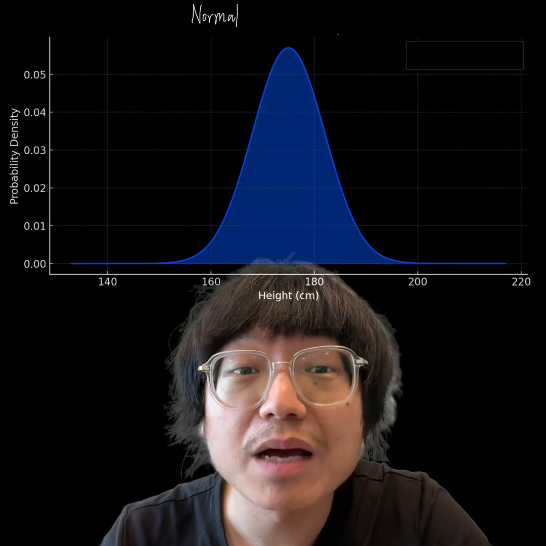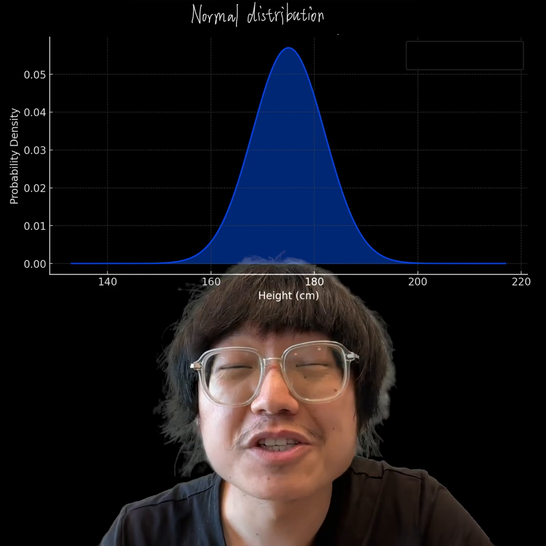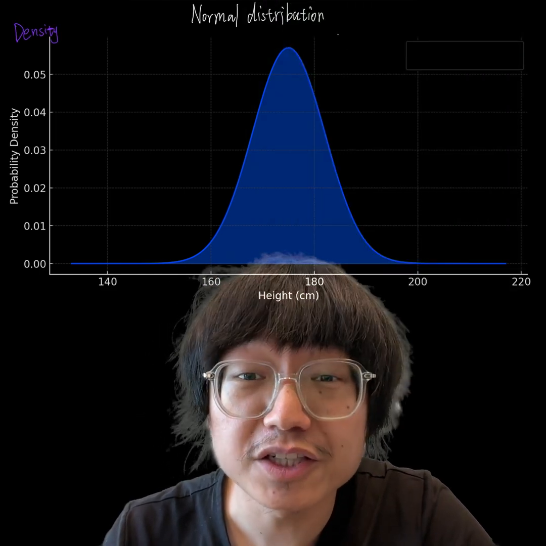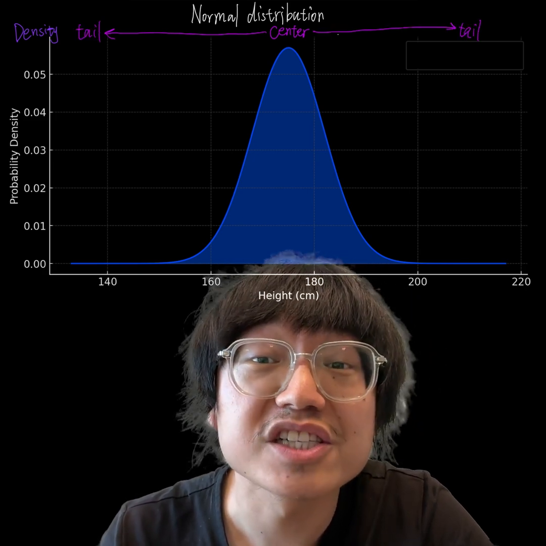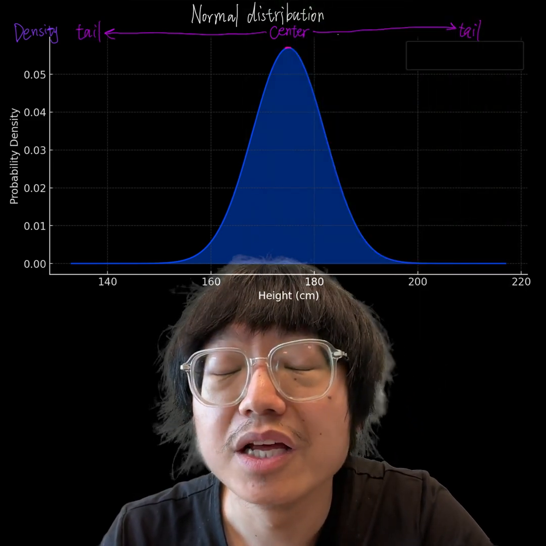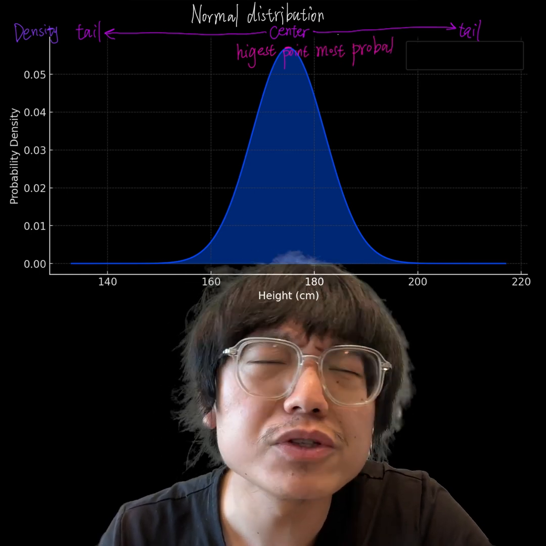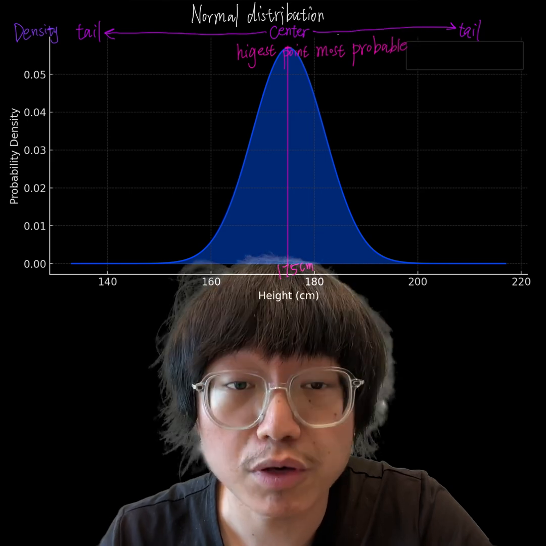This plot demonstrates the characteristics of the normal distribution, focusing on how the probability density changes from the center towards the tails. The distribution reaches its highest point at the mean, which is 175 cm in this example, indicating that values near the mean are the most probable.